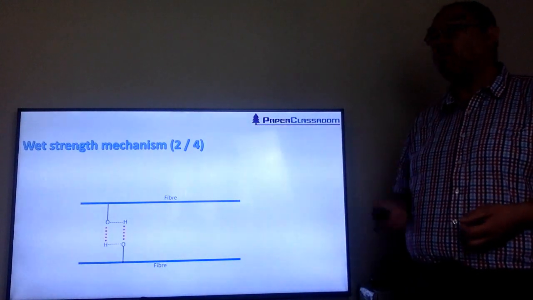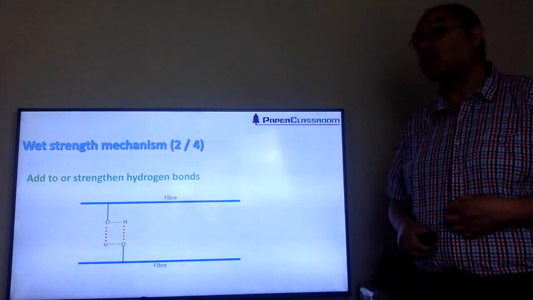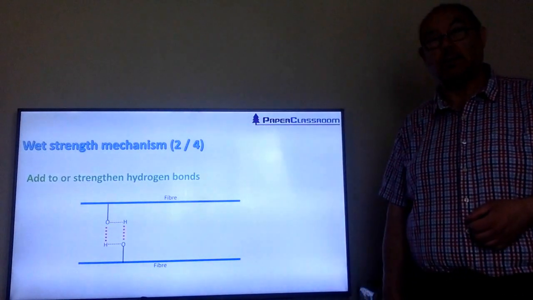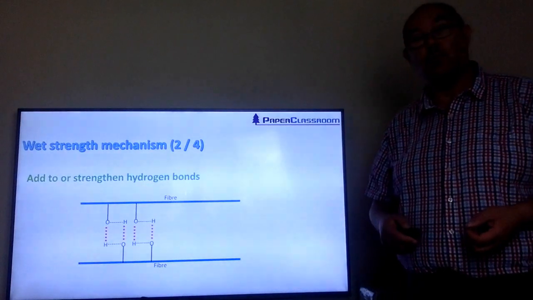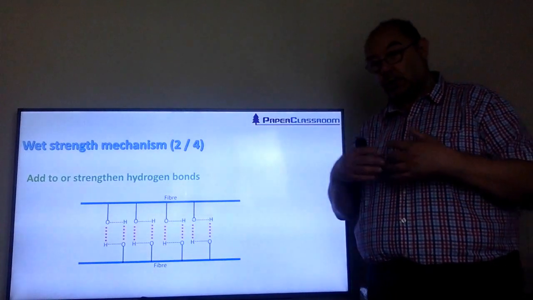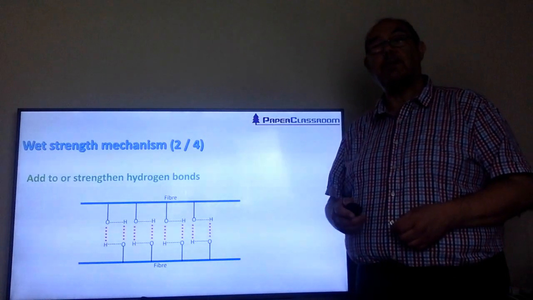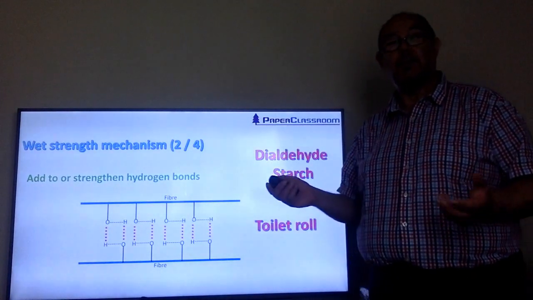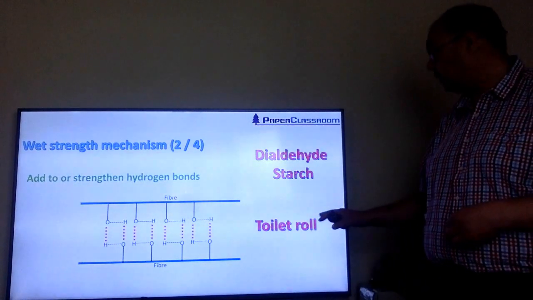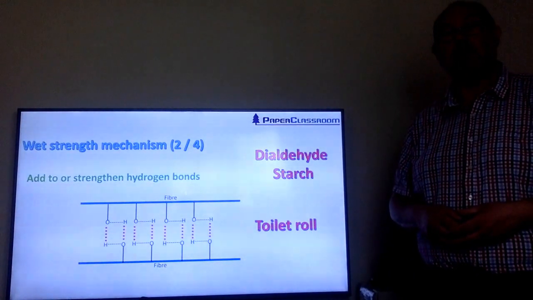Mechanism number two for improving wet strength is to add to or strengthen the hydrogen bonds that are there. So if it takes a certain length of time to break one hydrogen bond, what happens if we added an extra 100, an extra 200, or an extra 300 hydrogen bonds? It would take the water longer to work its way through and break them all down. So this would be an example of temporary wet strength. And materials like dialdehyde starches produce temporary wet strength, and as we mentioned earlier, that would be ideal for toilet rolls or certain other paper receptacles.